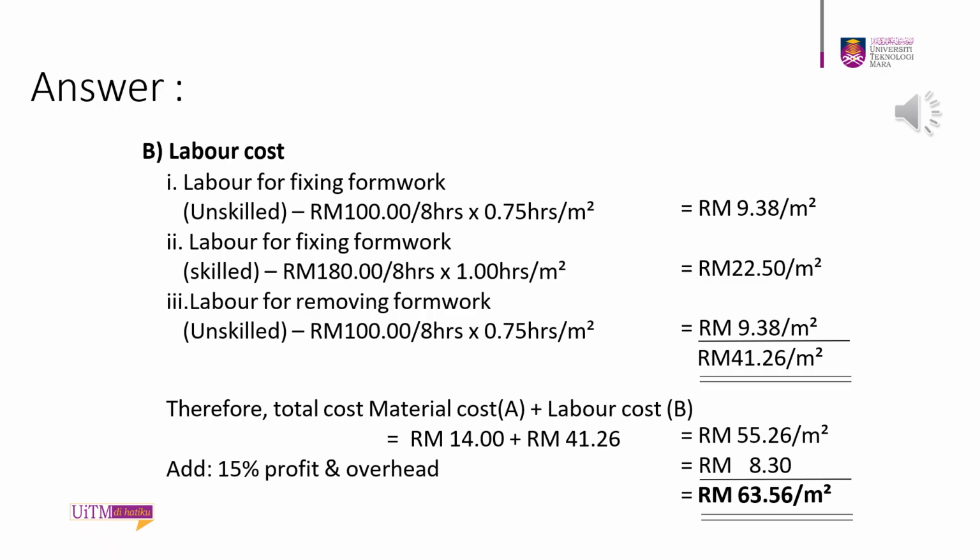When we add this to the material cost of 14 ringgit per square meter, the total before profit is 55.26 ringgit per square meter. We then include 15% profit and overhead, which amounts to 8 ringgit and 30 sen. This brings the final built-up rate for the formwork to 63 ringgit and 56 sen per square meter.